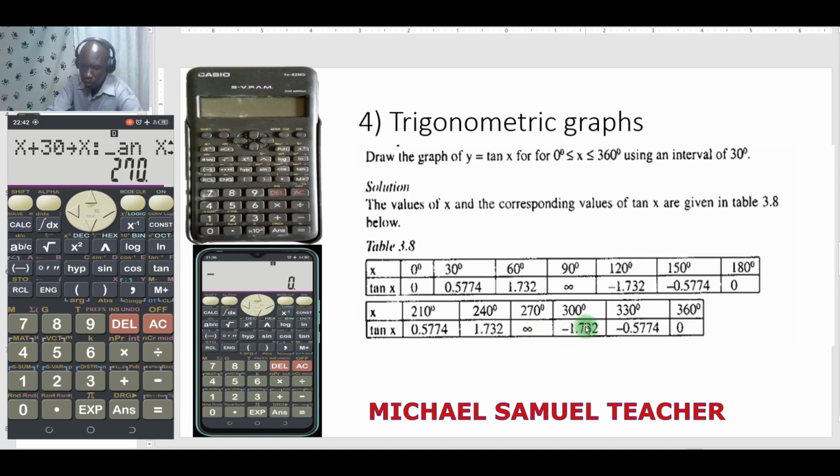We continue to the next one, 300. We have minus 1.732 and so on. 330, get that value, and lastly 360, we get tan 360 is 0.